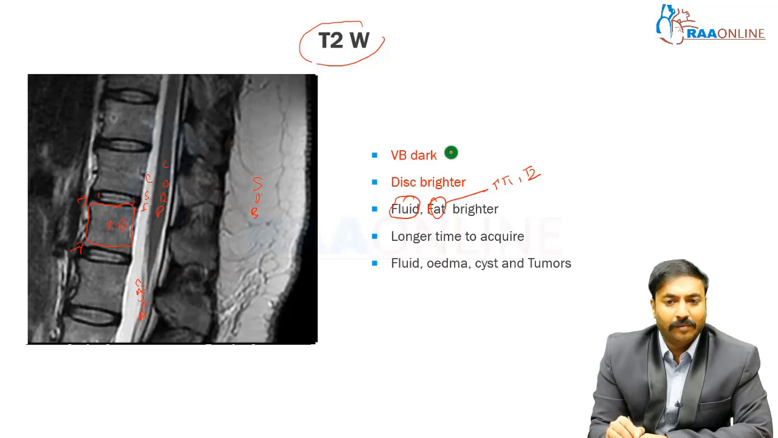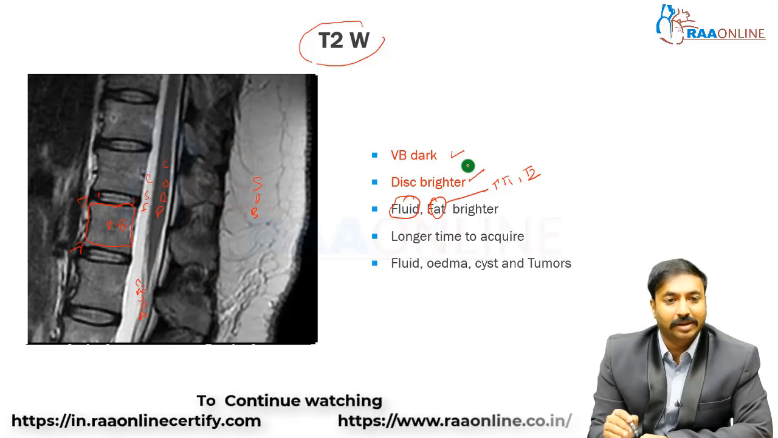So remember, the vertebral body is relatively dark as compared to the disc. This equation should be maintained in T2 weighted images, but there are some exclusions, like as you degenerate, the disc reduces in water capacity and it becomes hypointense.